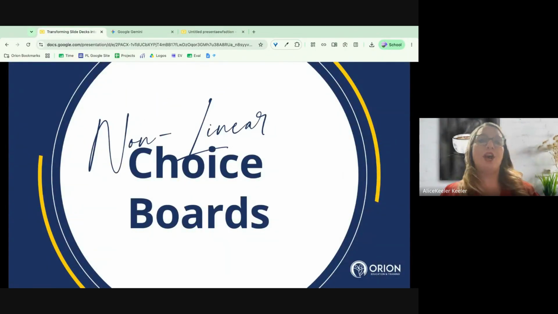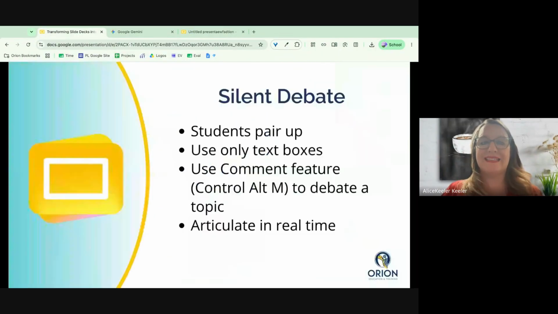If you've ever done a nonlinear choice board, you can insert shapes onto a slide and then hyperlink them to other slides. So they click on whatever their choice is, and it goes to a slide that provides multimedia, an embedded video, a link to the directions or template. The choice board allows them to not only make a choice on what way they're going to demonstrate their learning, but provides them customized instructions on how to do that. And I also might choose to do that using Google Sites.